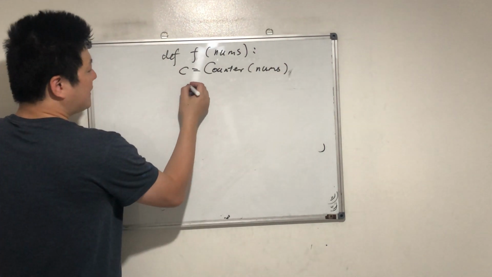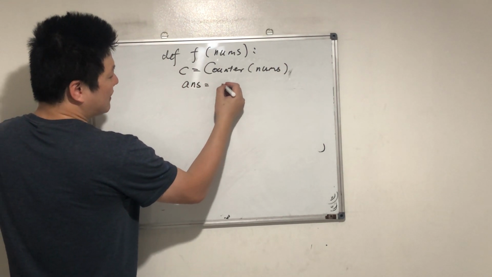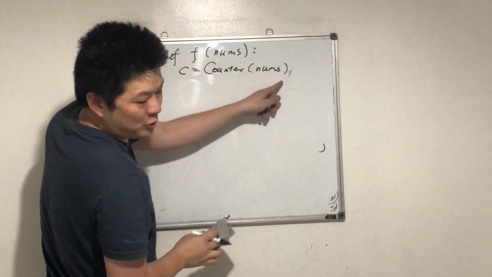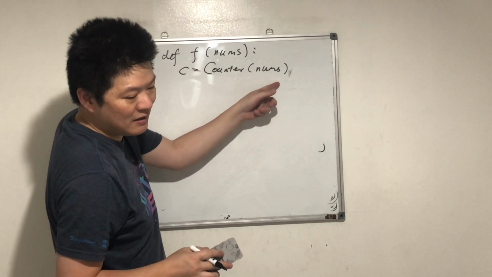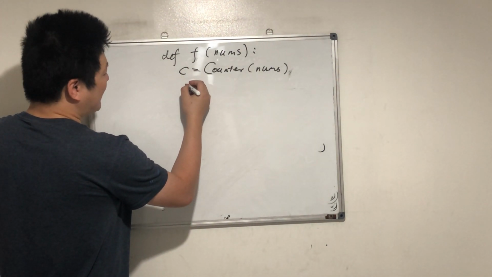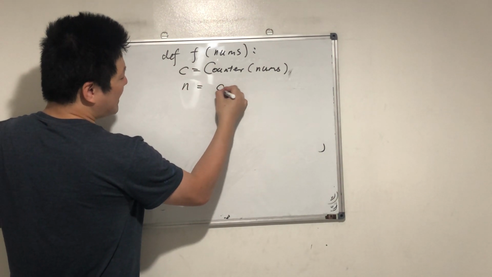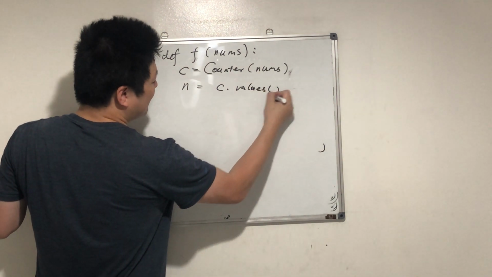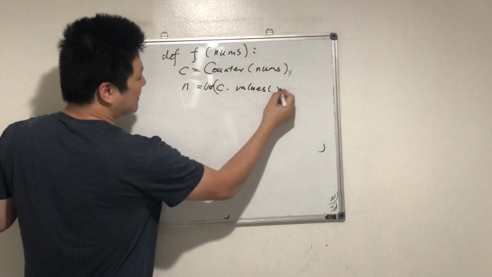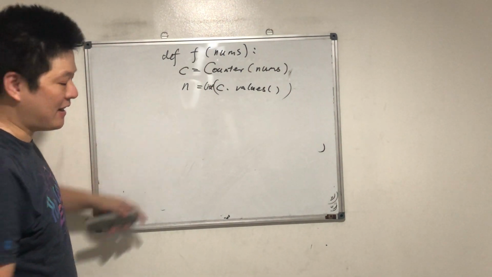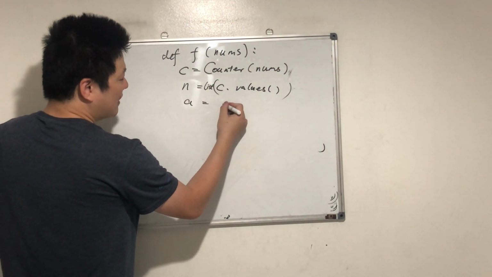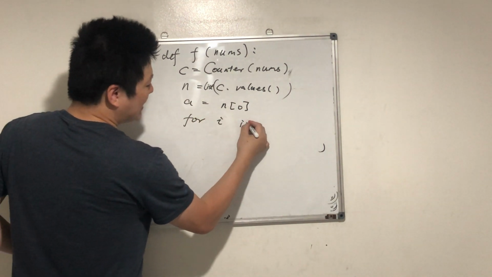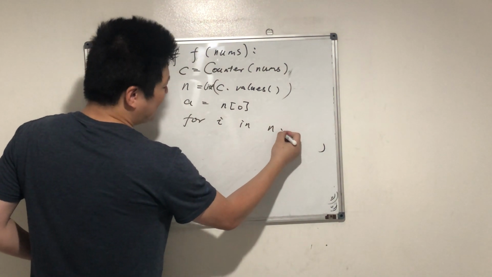Okay, and then let's say answer equals, let's say the first number, which is what? Oh, and then we want to know the frequency. So frequency would be, let's say n equals c dot values. We just need to know the values, and we convert it to a list. This c dot values is n, and then we do a equals n[0] for i in n.